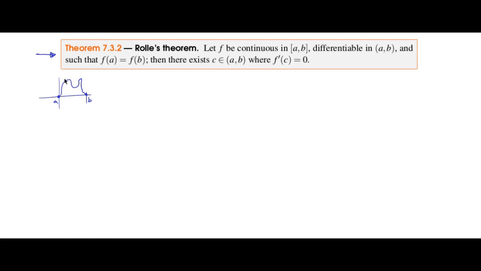So for instance, this point here, or this point here, or this point here. What it says is at least one of them.